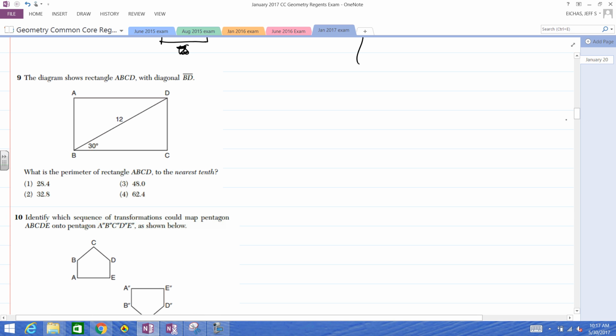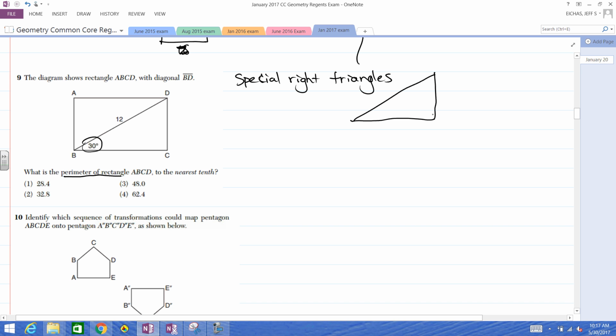Looks like a trig problem. We need the perimeter of the rectangle. Oh, it's not a trig problem. It's a special right triangles problem. We should know with a 30, 60, 90, you get a ratio of 1 to 2 to square root of 3. We should know that. We should have it memorized.